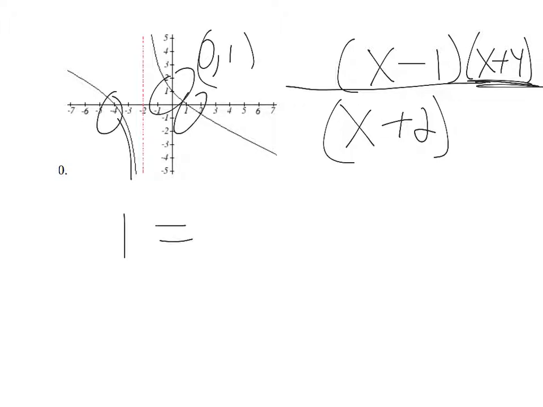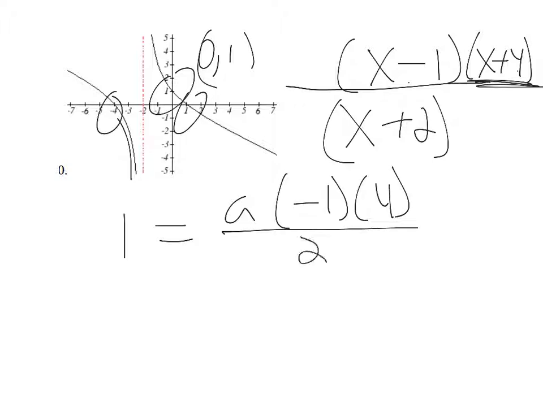Well, let's see. 1 times, that's going to be -1 times 4. Right, -1 times 4 is -4 divided by positive 2 is -2, not positive 1. So there is some kind of stretch factor going on. So a times -1 times positive 4 all over 2.